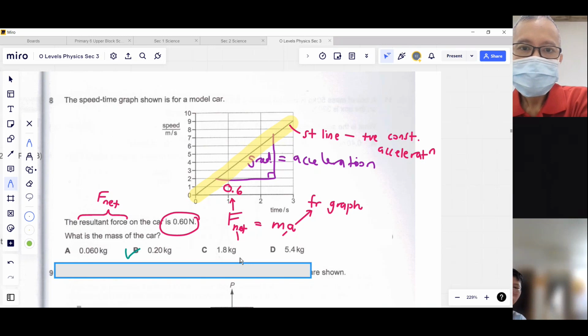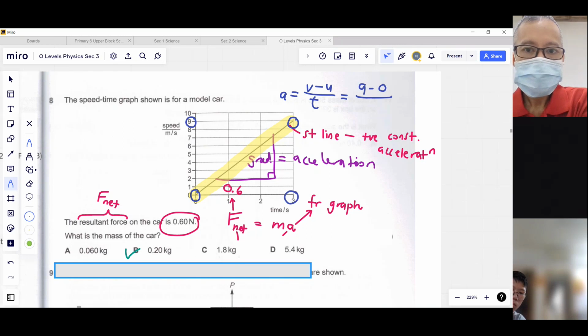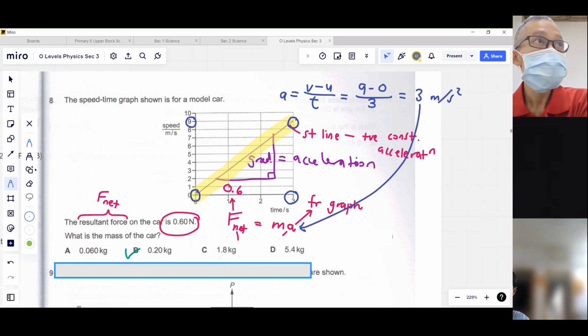Remember this formula. Okay, look at this point, 9. Look at this point, 0. So initial speed is 0, and the time is 3 seconds. Okay, so that will give you 3 meters per second squared. And that, of course, is the subject. You did this right, David? So let's go on.